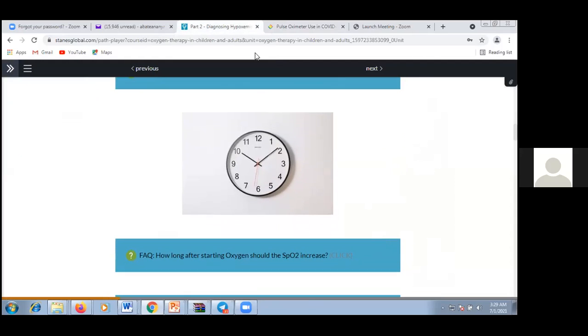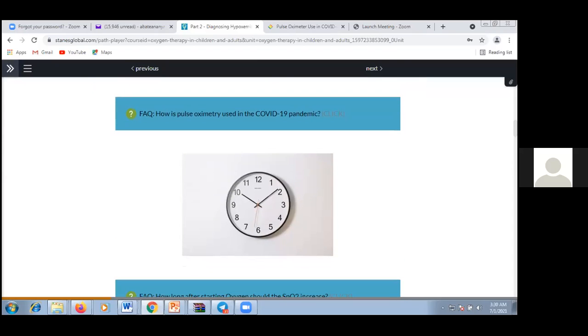Maybe I'll check if Dr. Mahalet joined our session. She was having some internet problem. So if she's with us, I would like to ask her if she has any experience regarding pulse oximetry use and how it really changed the management in the COVID-19 pandemic, or even before the COVID-19 pandemic in our setup. Dr. Mahalet, are you around? Yes. Okay, thank you, Dr. Ananya.